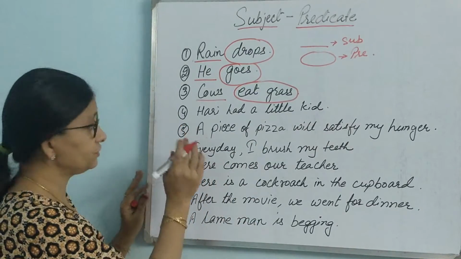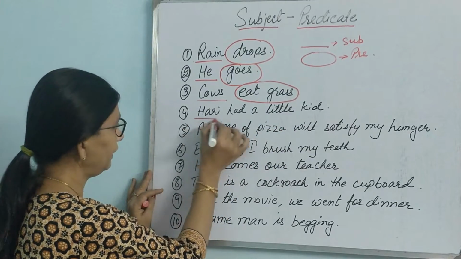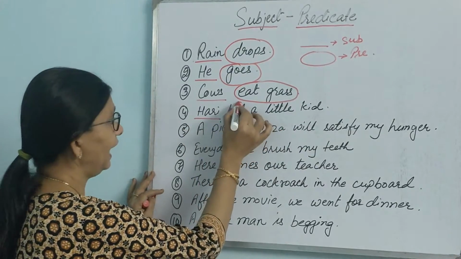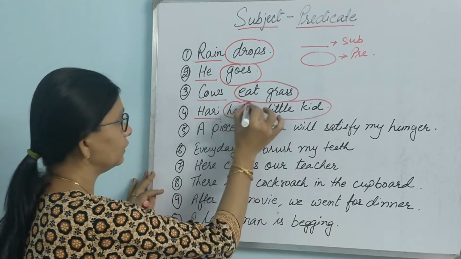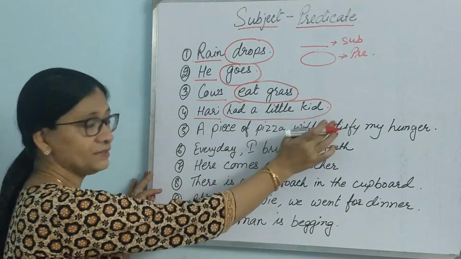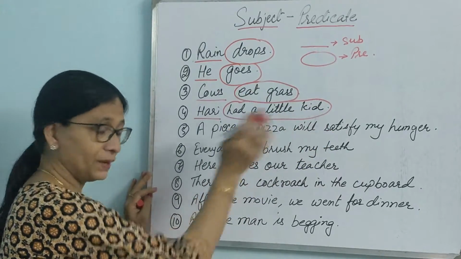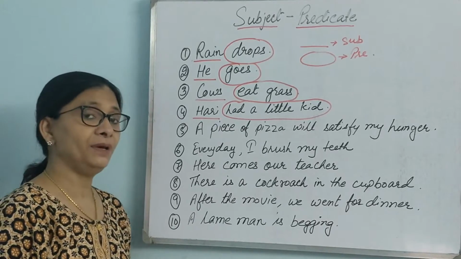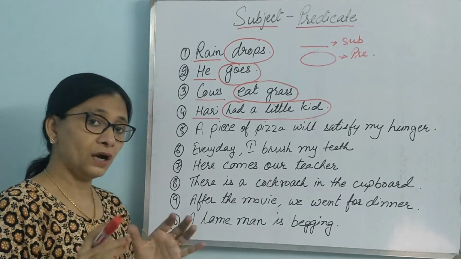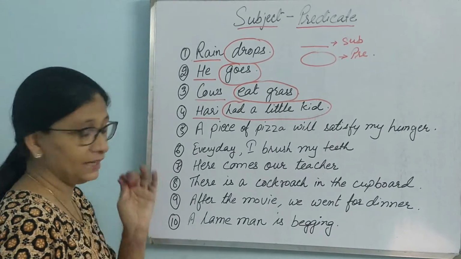Now let's come to the fourth sentence. Hari had a little kid. So Hari is the subject, and had a little kid is the predicate: a word plus some words. Had is the verb, plus a little kid, a few words. So the whole thing is the predicate. Now, as I told you, subject will be a noun, pronoun or a group of words which refers to a noun. So that is what is reflected here.